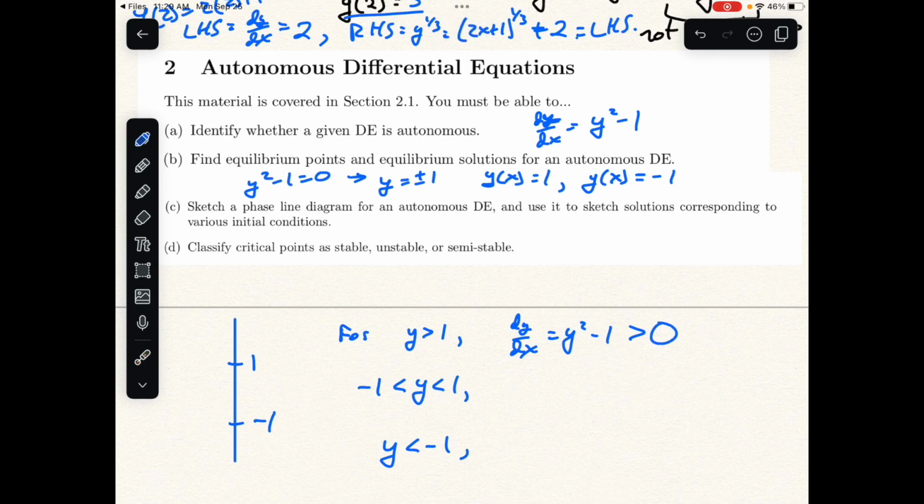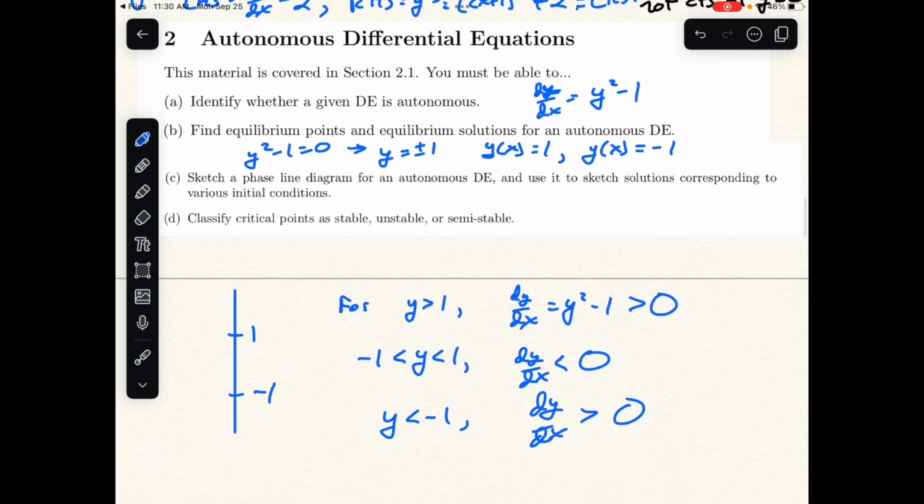So if you plug a y value greater than 1 into y squared minus 1, for example y equals 2, you get 2 squared minus 1, that's going to be a positive number, right? If you plug in a value between negative 1 and 1 into y squared minus 1, say 0 squared minus 1, that's going to be negative 1, so you get a negative number. And then if you plug in a value less than negative 1, similarly, you'll get something positive.